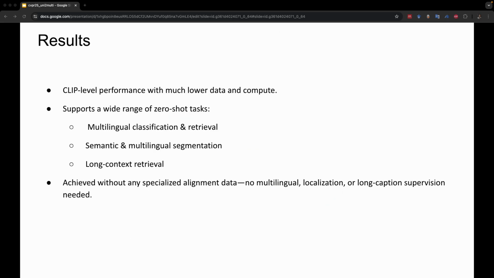Our aligned models achieve clip-level performance, but with far less data and compute. They also generalize well to a wide range of zero-shot tasks, including classification, retrieval, segmentation, and multilingual scenarios. Importantly, this is done without any specialized training data. So no multilingual data, no localization or long context supervision.